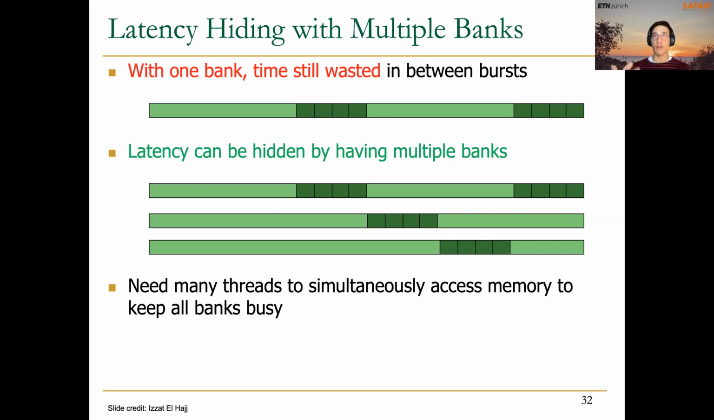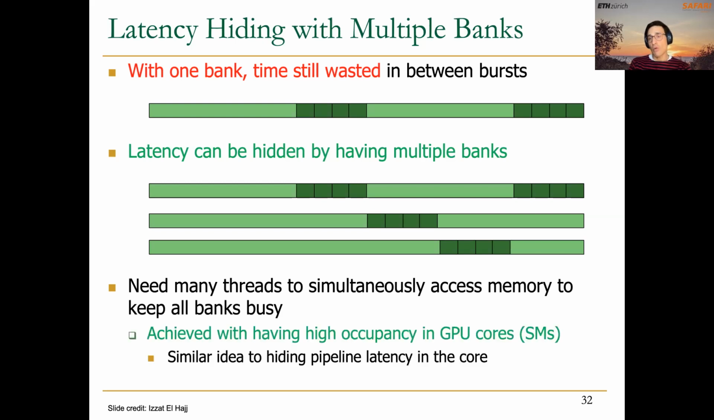We will take full advantage of this possibility of having multiple banks when we have multiple threads accessing memory. And that happens when the occupancy in the GPU cores or SMs is large enough.